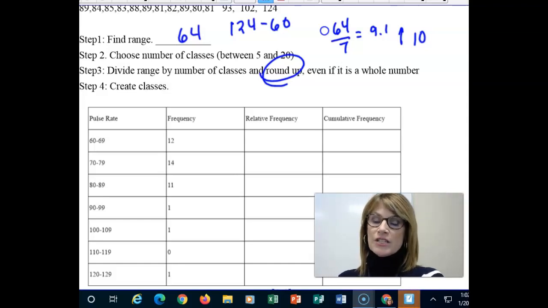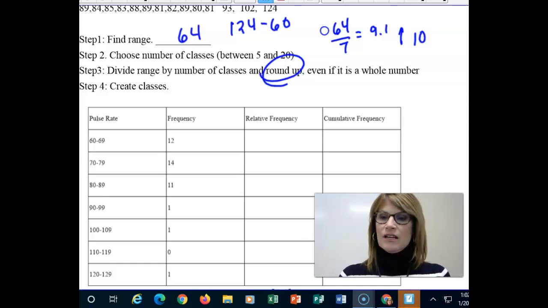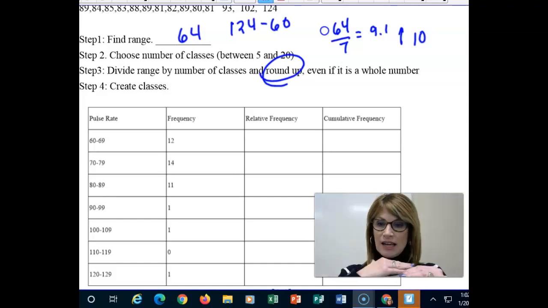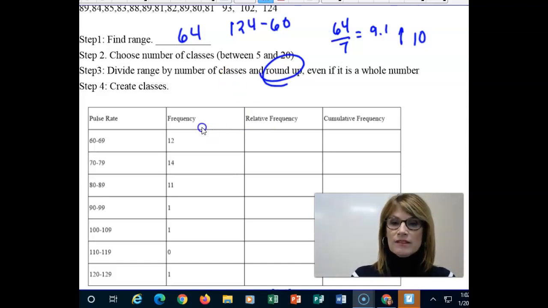So if we want to have 7 classes, we're going to put 10 numbers in each class. And so here are our 10 numbers. 60 to 69, that's 10 numbers. 70 to 79, that's 10 numbers. And I'm counting by tens. 60, 70, 80, 90, 100, 110, 120. You're counting by tens. So let's talk about the vocabulary that goes along with this.